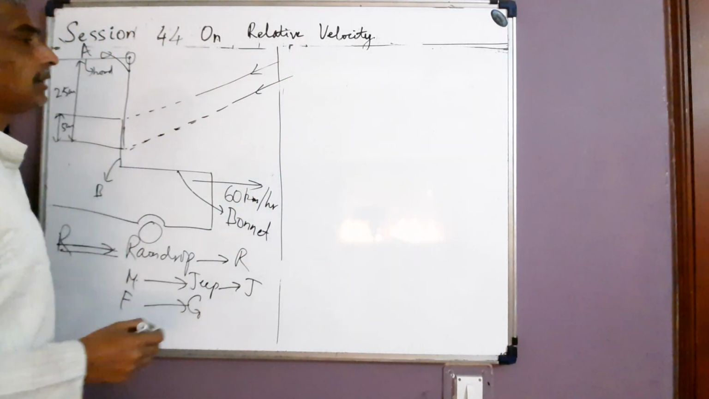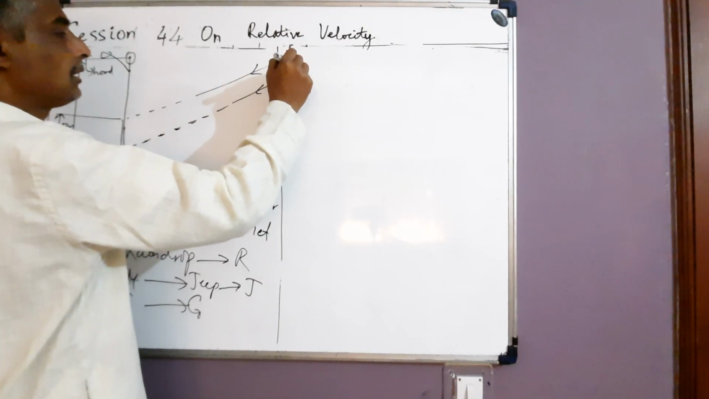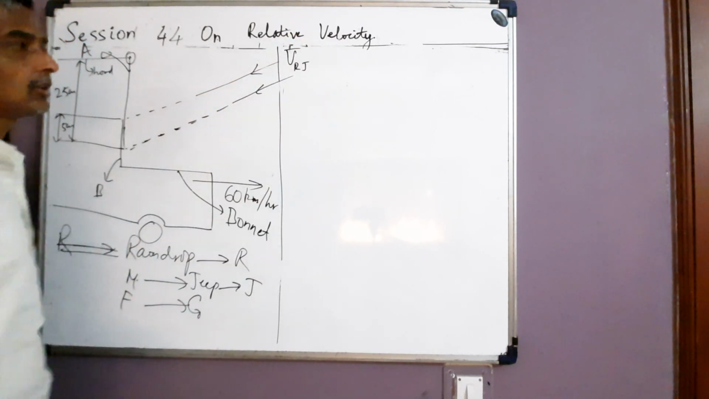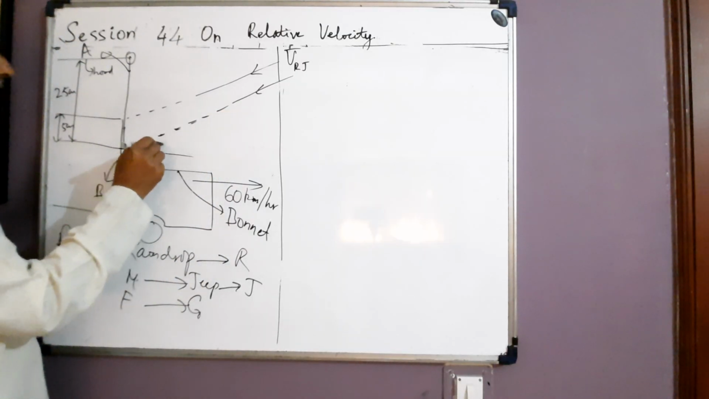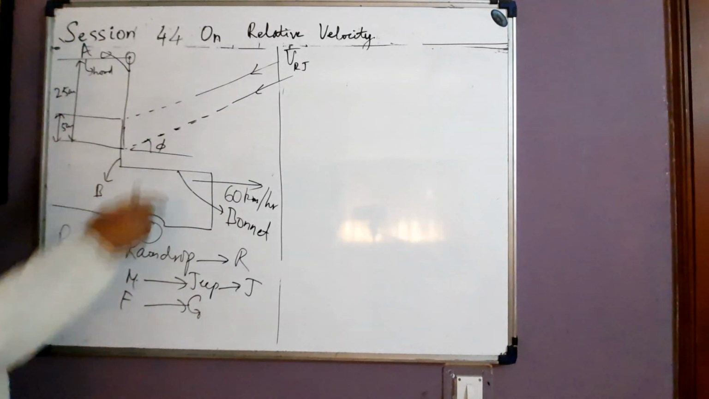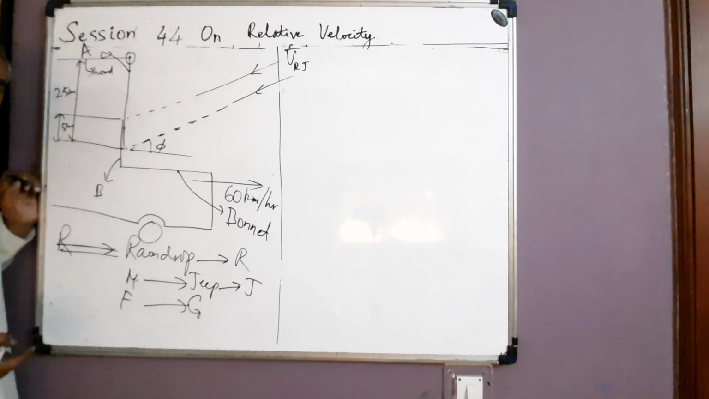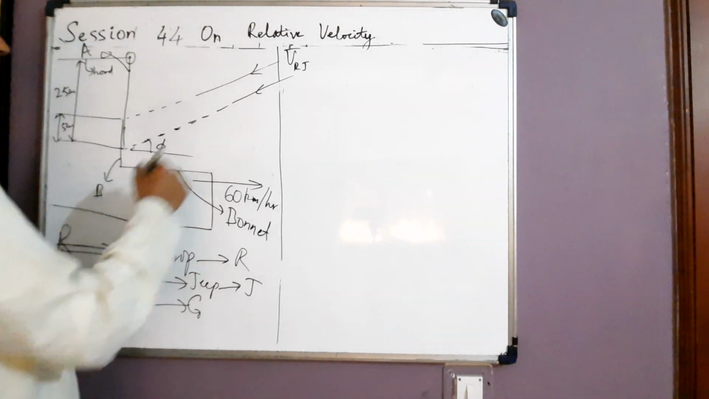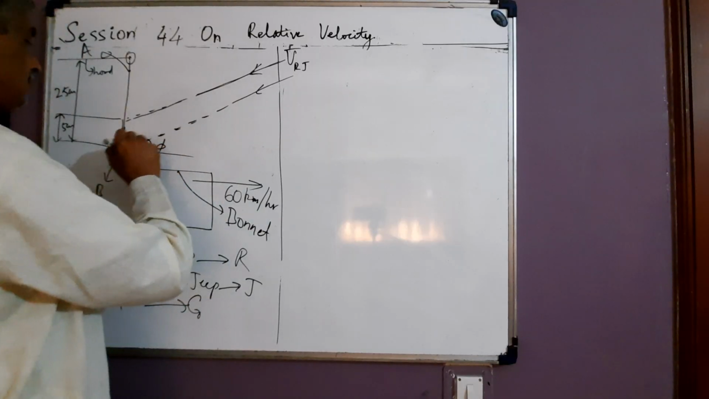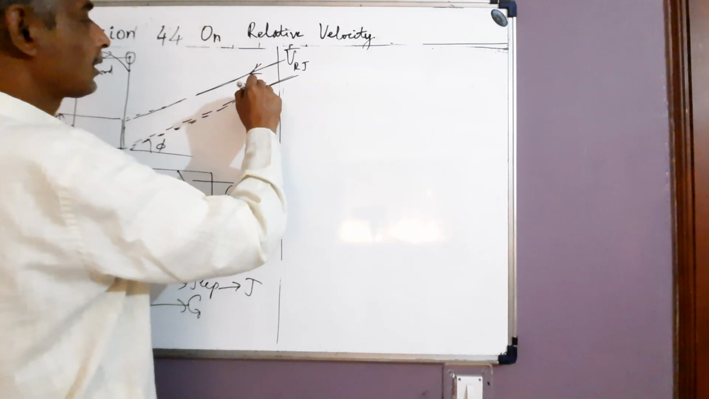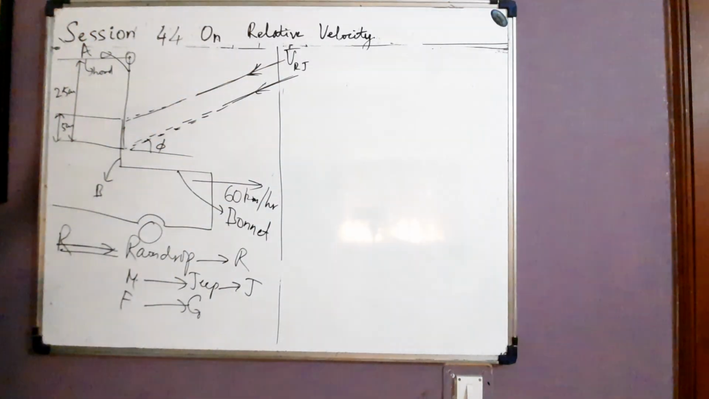This is the VRJ, velocity of raindrop with respect to jeep. It makes an angle of phi with the downward rightward horizontal. Okay, tan phi is 1 by 3. All right. It's like this. See.